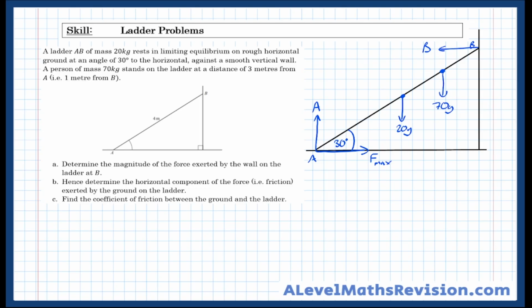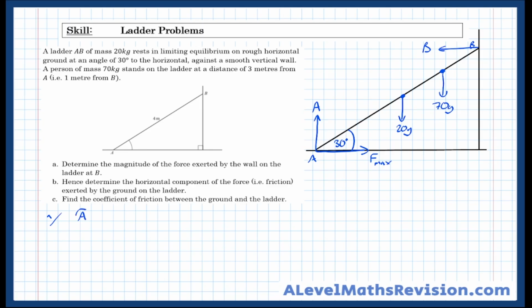However, given that this is a moments question, we notice that some of those forces, in fact all of them, are not perpendicular to the ladder. We might have to resolve those later, so this diagram might need to get modified. So let's look at answering the question now. So part A, determine the magnitude of the force exerted by the wall on the ladder at B. So we're going to need to take moments here.